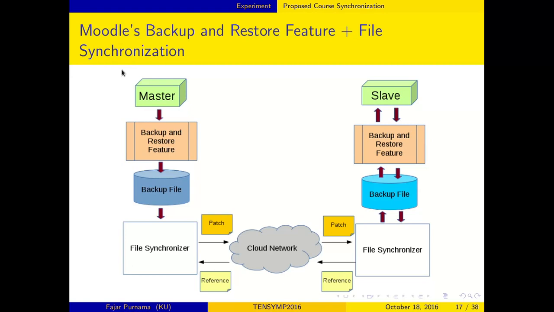So this new model is a new way of doing course synchronization, in that we rely on the internal feature of Moodle itself, which is the backup and restore feature, for both master and slave side to output the course content into a backup file or a backup archive. And then our application only handles the synchronization between the two backup archives, or in other words, the synchronization only handles finding the difference between the two course contents. For the synchronization between the two backup files, we use a file synchronizer, which is mainly about a patch mechanism.